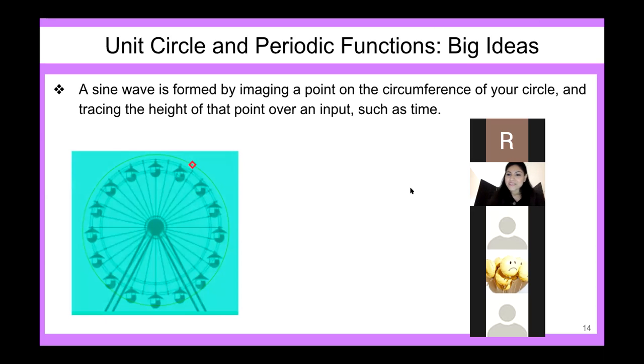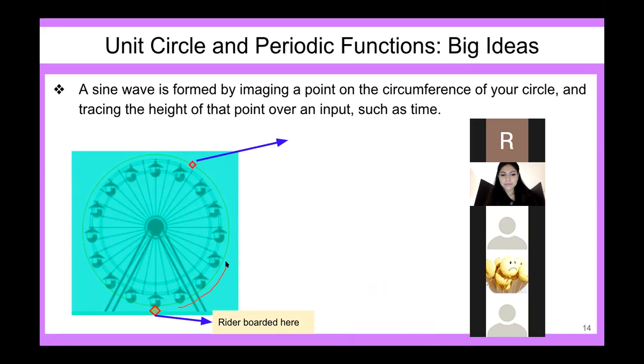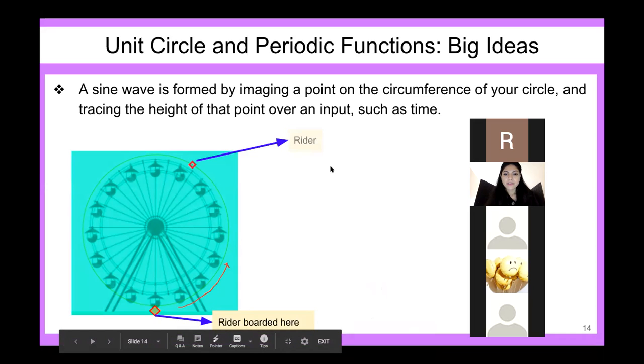I'd like to think of this using a Ferris wheel. Let's say that you board the Ferris wheel here. The rider boards there. Then over time you're going to move counterclockwise on the unit circle like this, and over time you're going to end up there. So you are the rider.